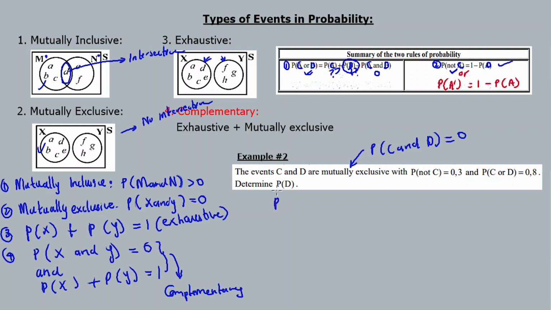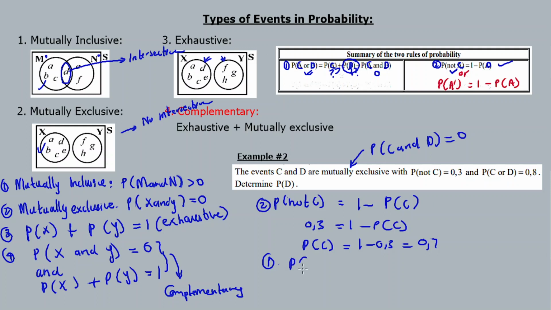The probability of not C is equal to 1 minus the probability of C. So we start by calculating the probability of C before the probability of D. Not C is 0.3, so 1 minus the probability of C, transposing to get the probability of C, is 1 minus 0.3, and the answer is 0.7. Then we can use equation number 1. C or D is equal to the probability of C plus the probability of D minus the probability of C and D. So it's minus 0, the probability of C is 0.7 plus the probability of D, equal to C or D, which is 0.8.